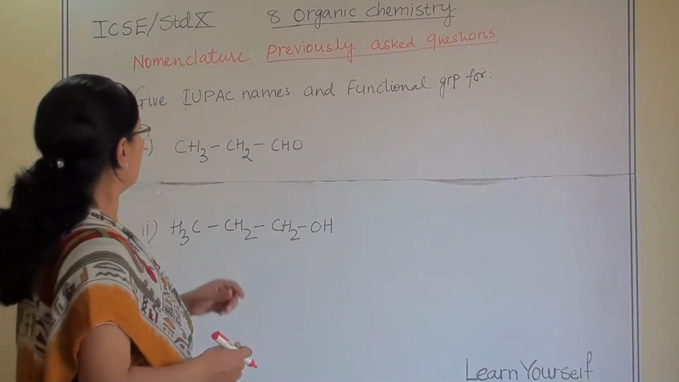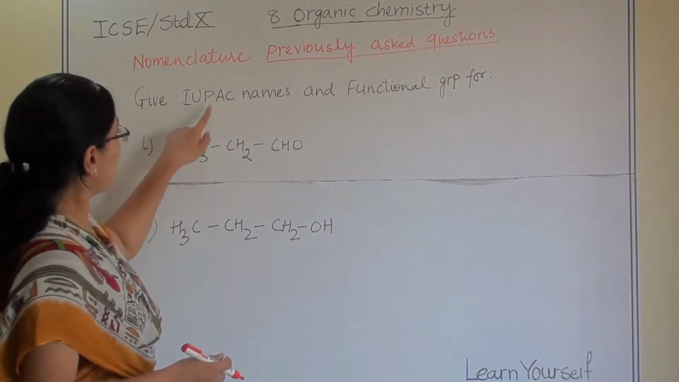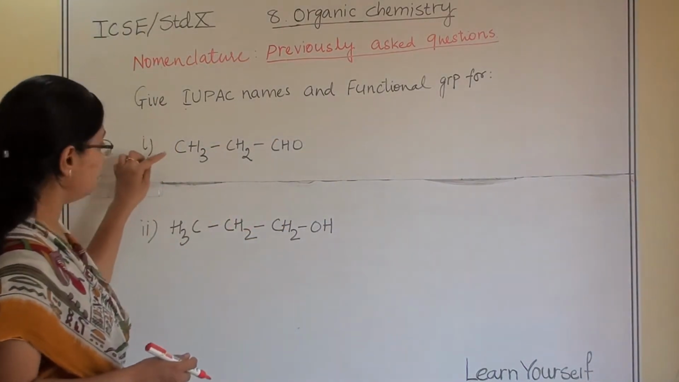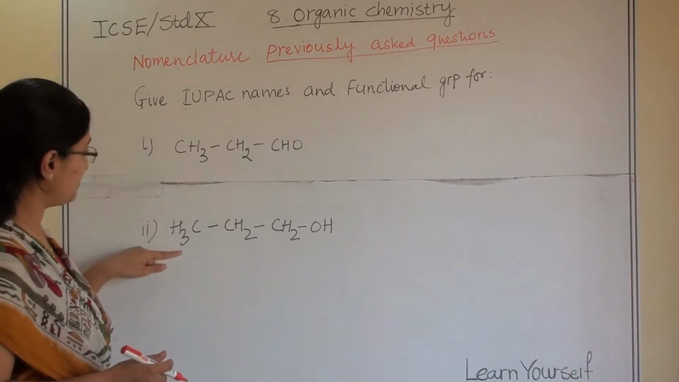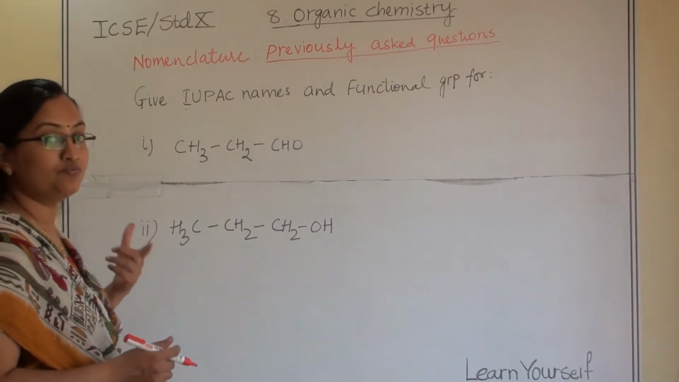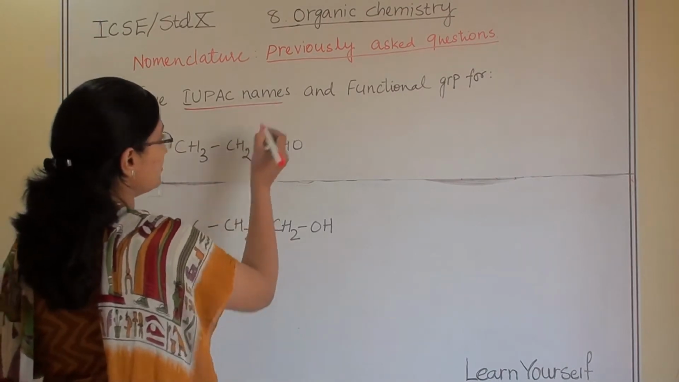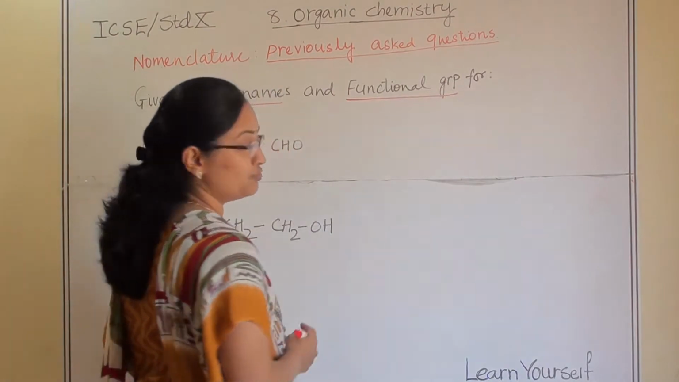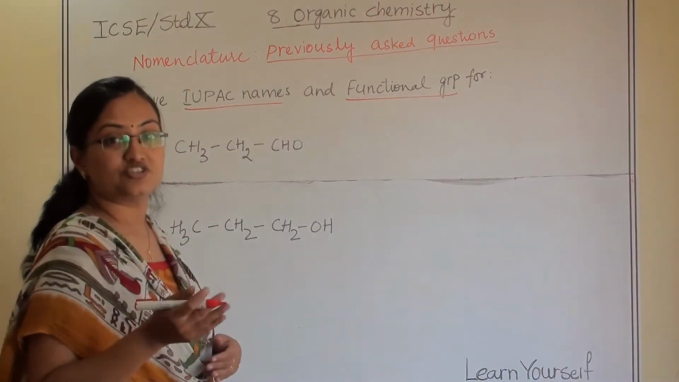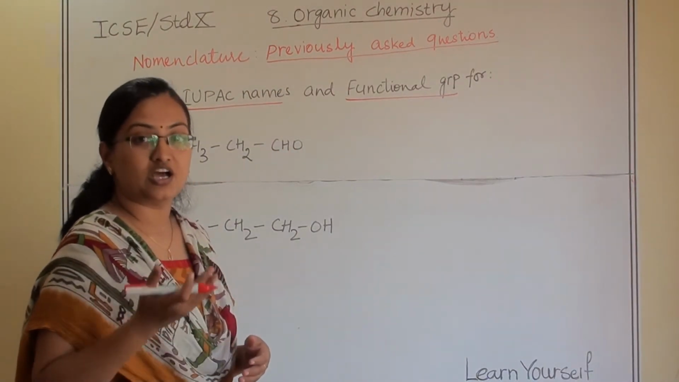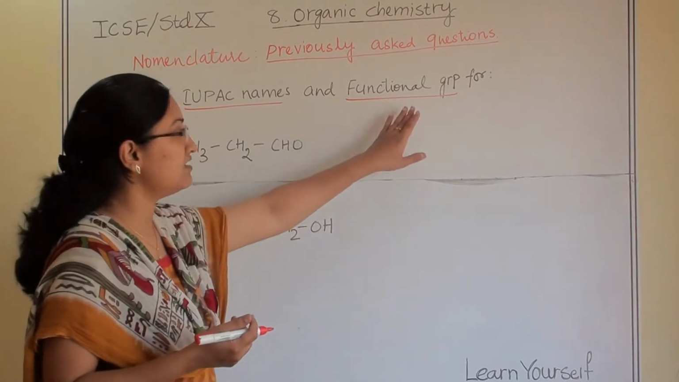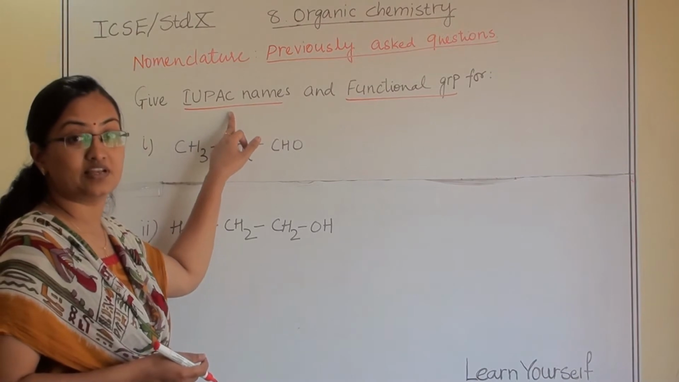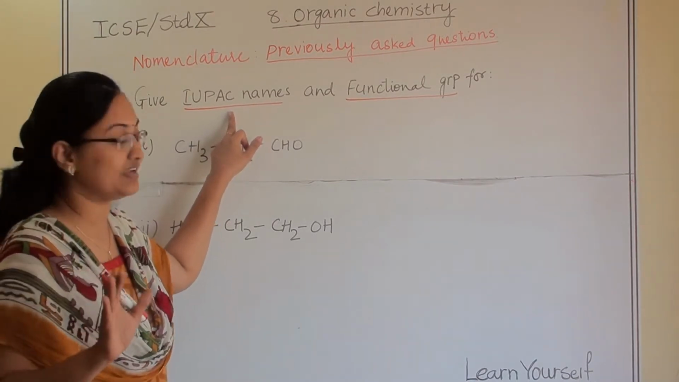Third question. Give IUPAC names and functional groups for the following compounds. This is the first compound and second compound. Which two details are they asking? First is the IUPAC name and second the functional group. What are the functional groups? OH alcohol, COOH carboxylic acid and so on. And they are asking for IUPAC nomenclature, not general names.